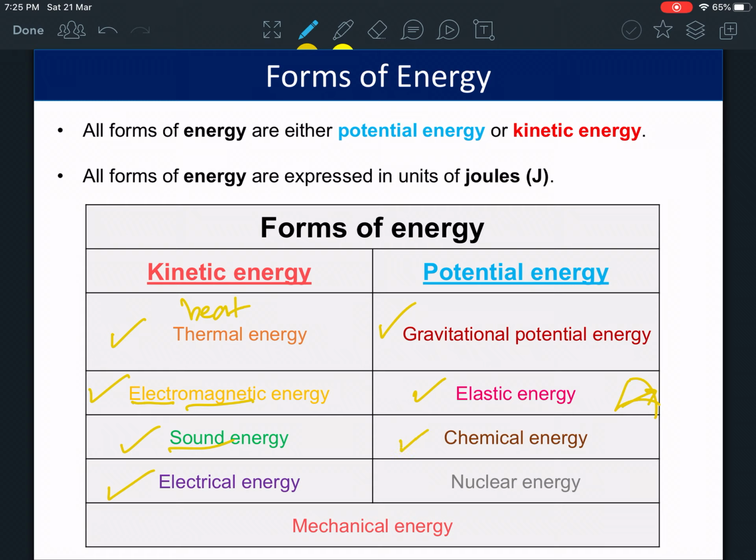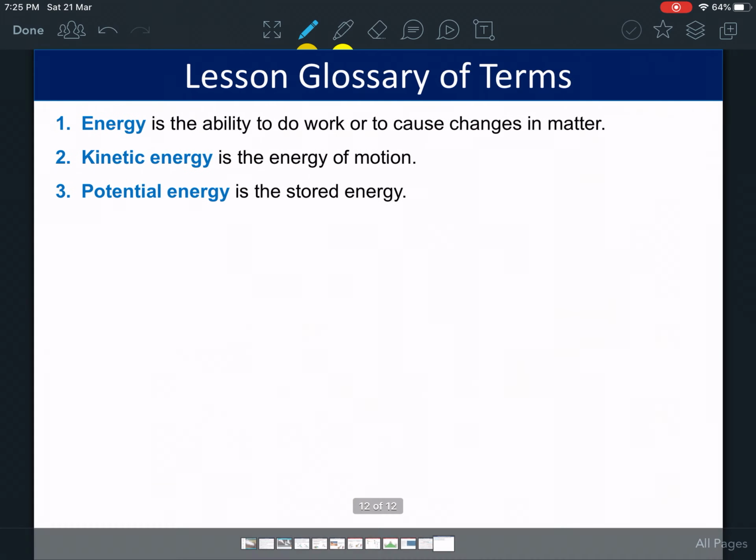Chemical energy, like the energy in food or batteries. We're going to take these later, don't worry about it. Okay? And nuclear energy. We're also going to take this later. Mechanical energy goes under both potential and kinetic. Okay, we're going to explain this later in detail. So that's it for today.